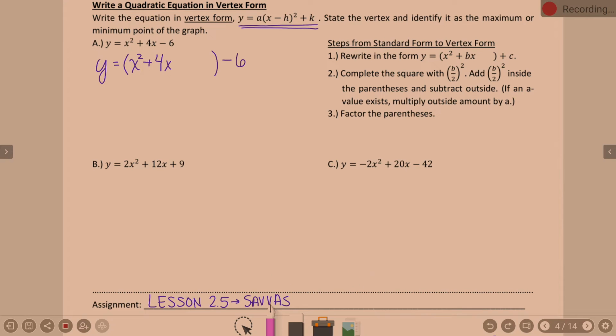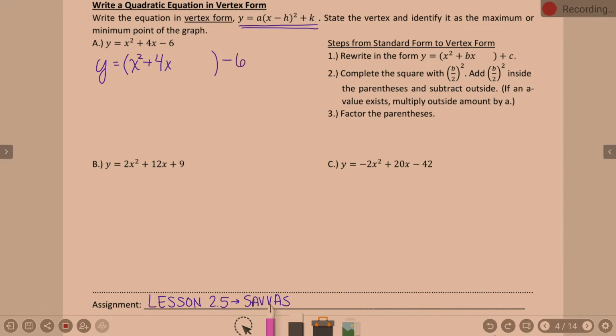Step 2. Complete the square with b over 2 squared. So just what we did last time, right? Except this time, we'll come back and read this a little bit differently because you're going to add b over 2 squared inside the parentheses and subtract outside.